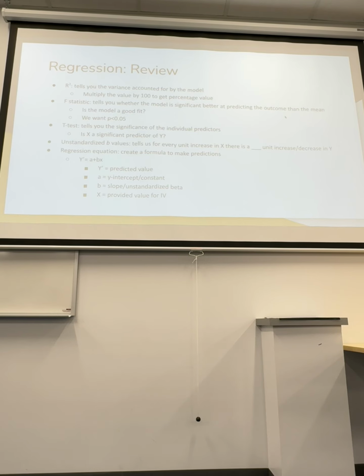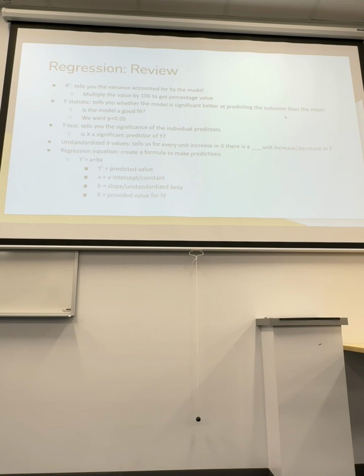Your unstandardized betas tell you for every unit increase in X, your independent variable, there's going to be an X increase or decrease in Y. So like I said in the regression class, I believe we talked about height and weight. So for every inch increase in height, you may gain 1 pound in weight because of bone density, right? You need more bones to hold tall people up. That's what it is.